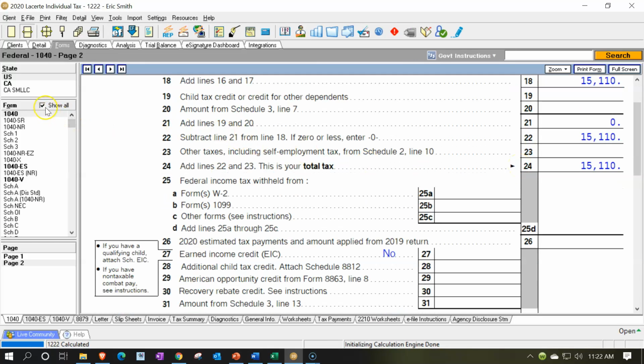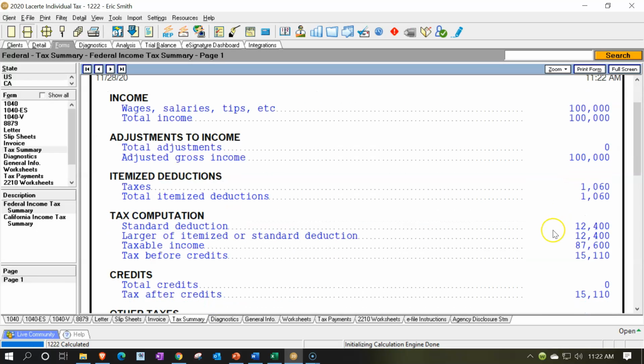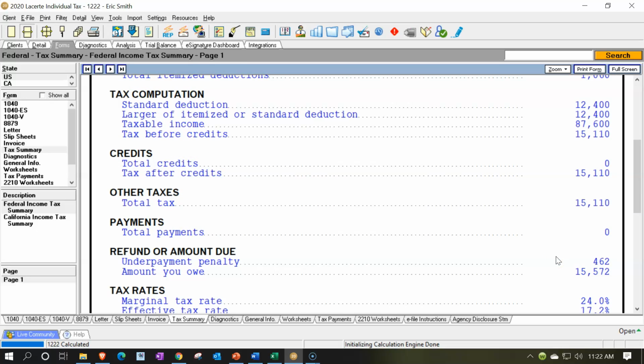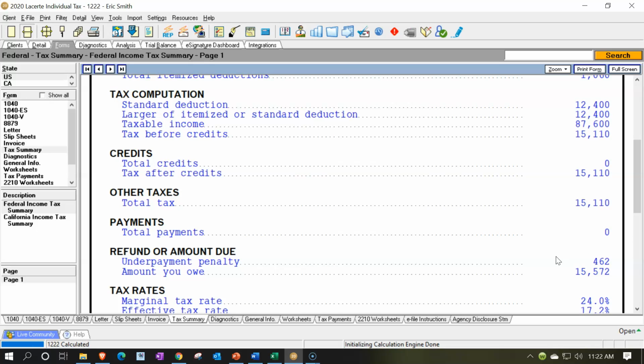Now, if I was to see that in like a summary type of format, we could see the summary format. Kind of pick that up here, more of an equation, more of like an income tax equation. 100,000, we're taking the 12,400 standard deduction. That gets us to the taxable income 87,600, tax before credits 15,110, and we're not getting into the rest of it with credits and payments at this point in time. We're basically stopping at that point with the tax calculation.